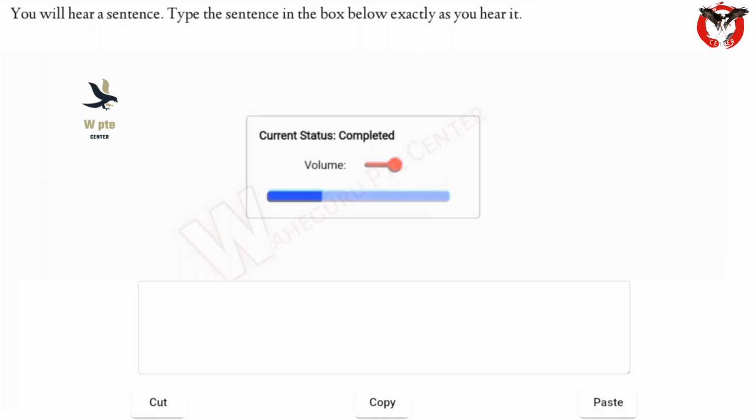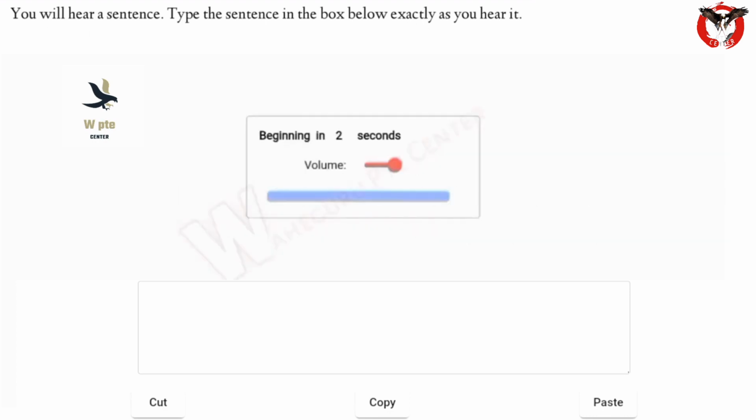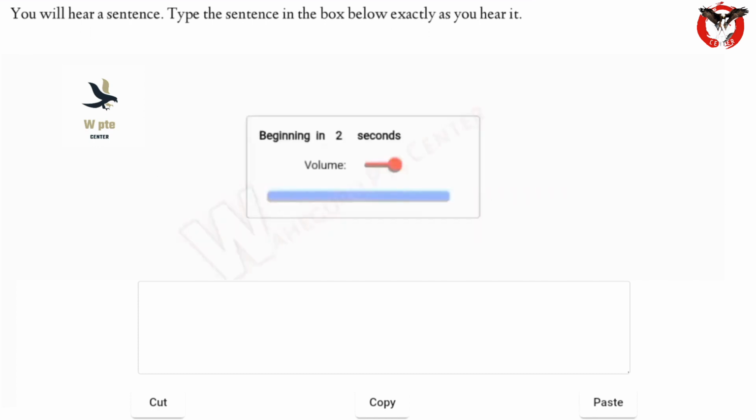The system does not generate memorized reports for selected configurations along with the aggregate report. The Security tab shares report configurations with other groups. The Scheduling and Templates tabs are not used in Oracle Business Intelligence Publisher reports.